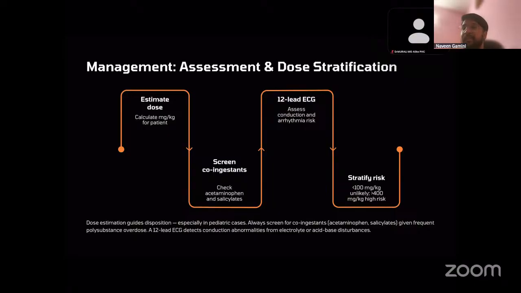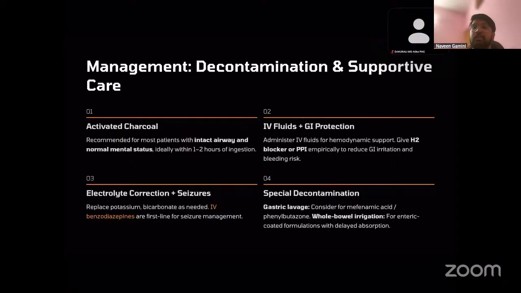Depending upon the estimated dose, we can stratify risk, that is less than 100 means non-toxic, above 400 means high toxicity. Every time, the management of toxicology starts with decontamination, so activated charcoal is recommended within 1 to 2 hours of ingestion with intact airway or normal mental status. Second, if the patient requires hemodynamic support, we start with IV fluids. And to give GI protection, we can use H2 blockers or PPI empirically to reduce the GI irritation and bleeding risk.